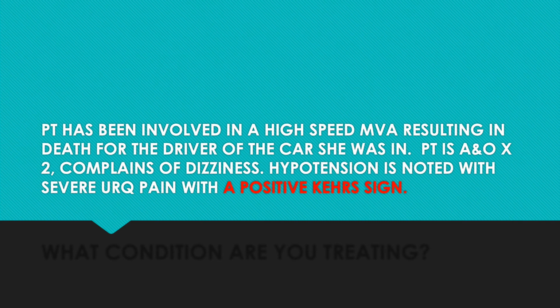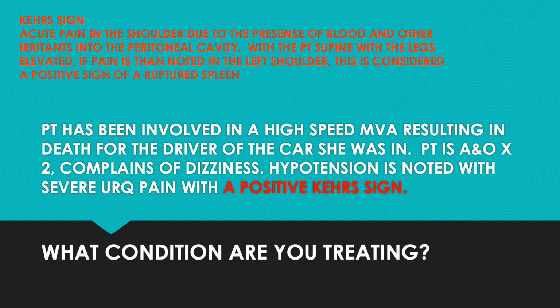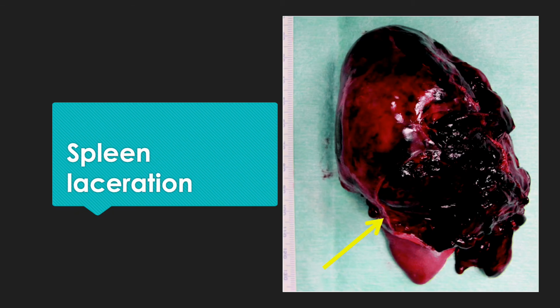If you have a patient who's been involved in a high-speed motor vehicle accident resulting in death for the driver of the car she was in, your patient is A&O times 2, complains of dizziness, hypotension is noted with severe upper right quadrant pain, and a positive Kehr's sign. Remember, that's when you have severe pain in your shoulder due to blood and other irritants in your peritoneal cavity. So what condition are you likely treating? The spleen laceration.